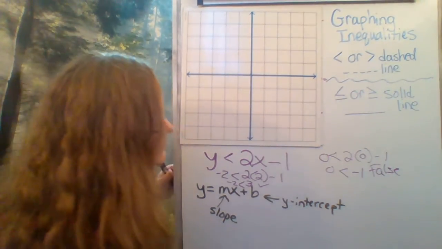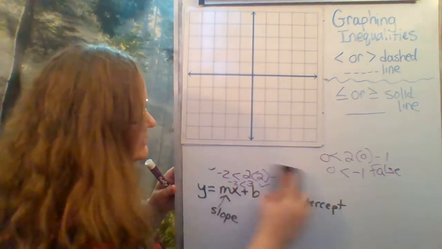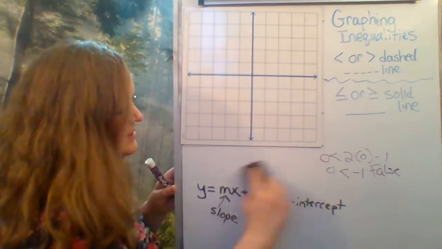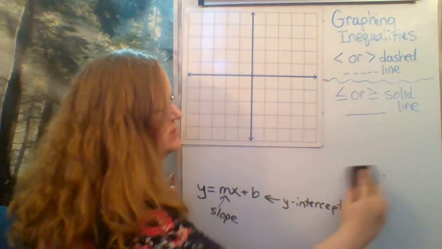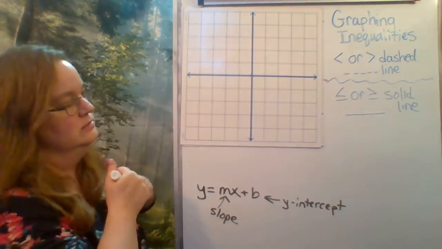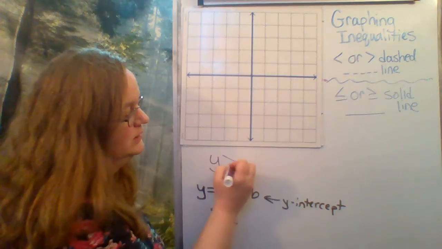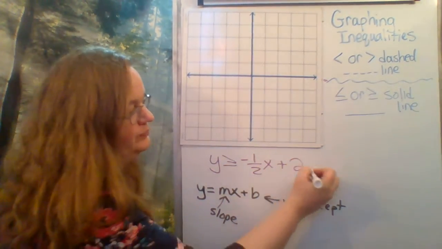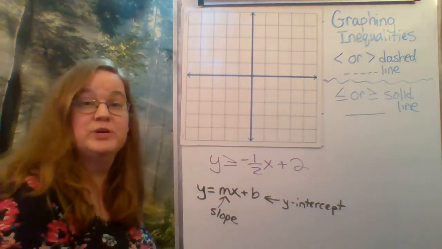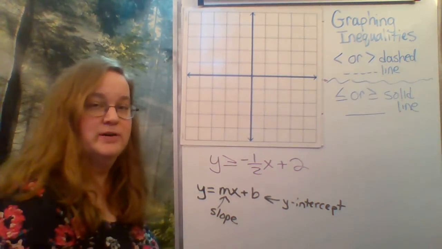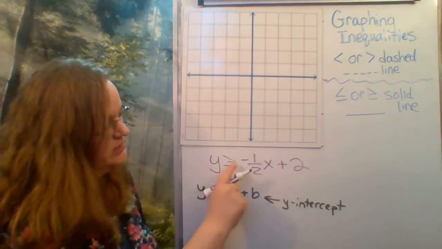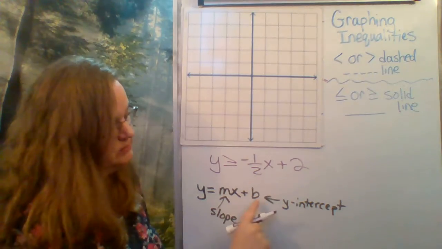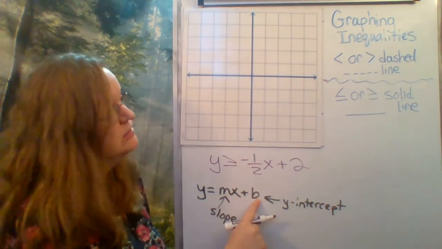Okay, so for this one, let's try one that's an or equal to. So what's the difference? Again, when I start looking at these, I'm going to start like it's an equation. I'm going to graph it the same way I would an equation. So I've got y is greater than or equal to negative 1/2 x plus 2. So my y-intercept is going to be positive 2.